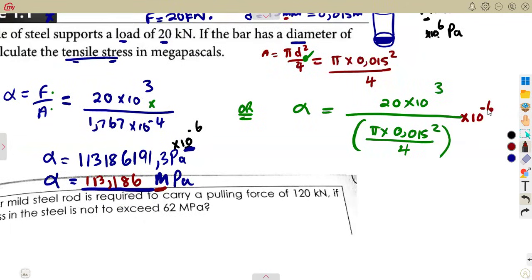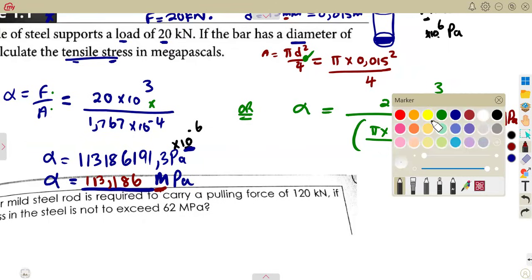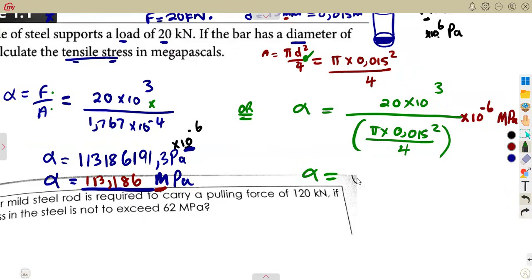What are you doing by multiplying by 10 to the exponent of minus 6? You are converting your answer to the megapascal, meaning whatever you have here is going to be in what? In megapascal. That is how you can simply have your answer now. So meaning to say, that was going to give us 113,177 megapascal. This is what you're going to have.